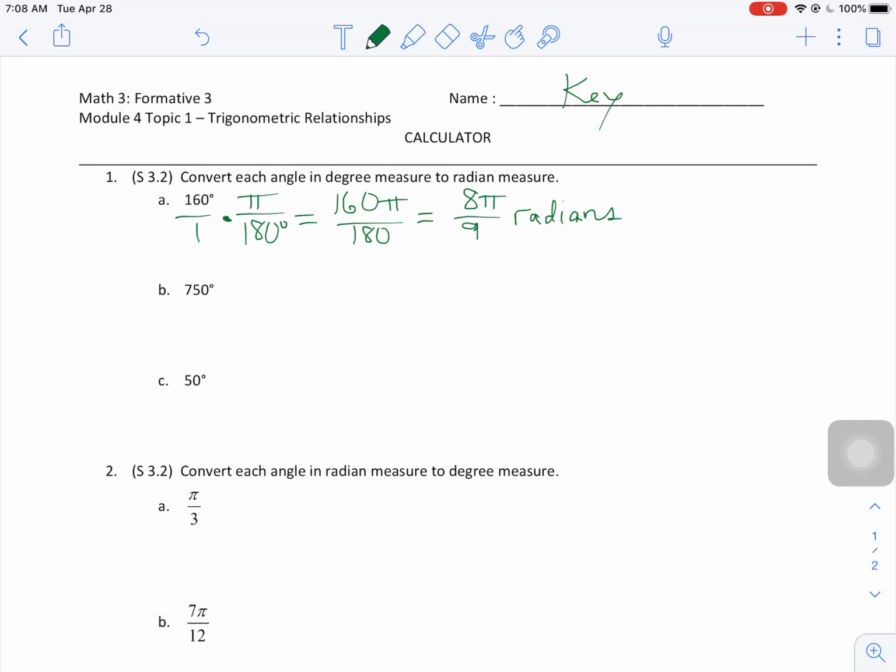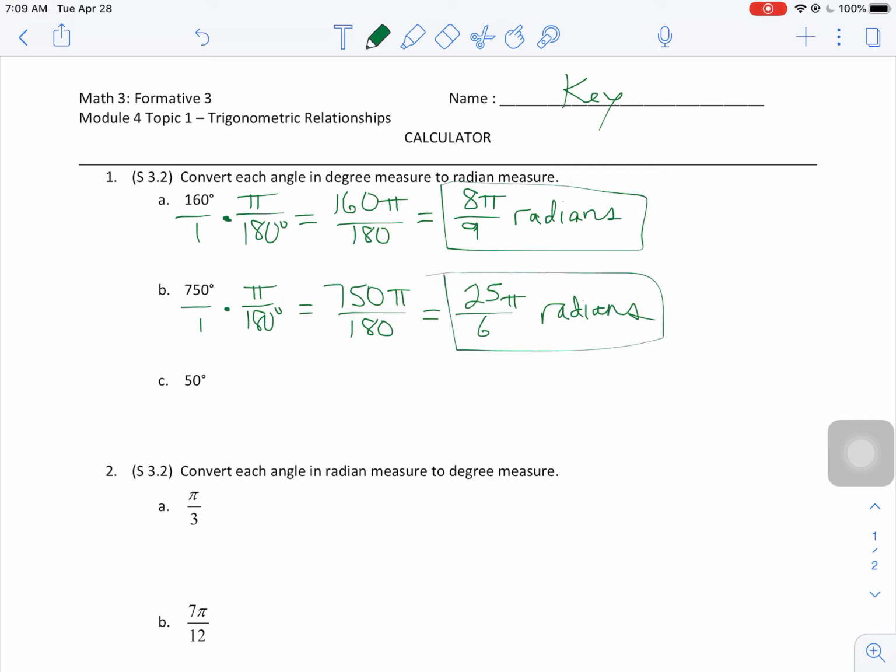For part B, since I'm starting with degrees and going into radians, I want to multiply by pi over 180 degrees. I'm going to multiply across the top, so 750 times pi is 750 pi. I'm going to multiply across the bottom. 1 times 180 is 180. And then I'm going to do 750 divided by 180, and then reduce that down to 25 over 6. And then don't forget there's a pi up top that I need to put back in there. And then put my units of radians.